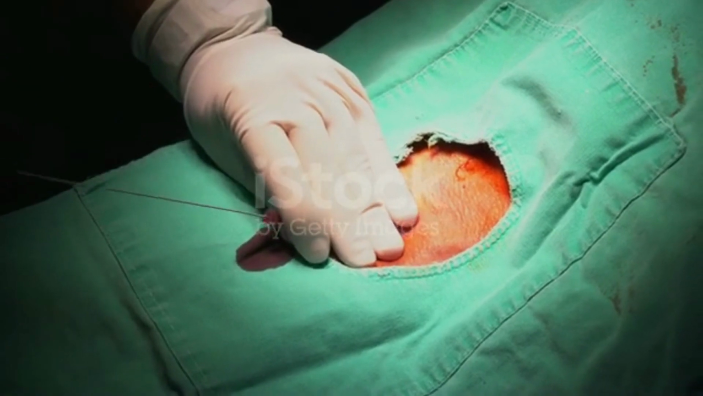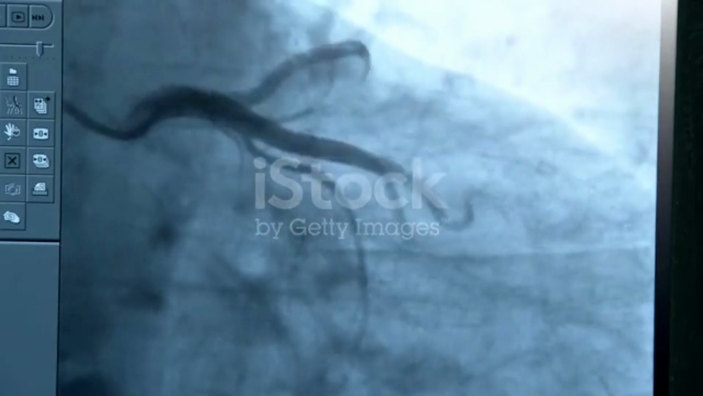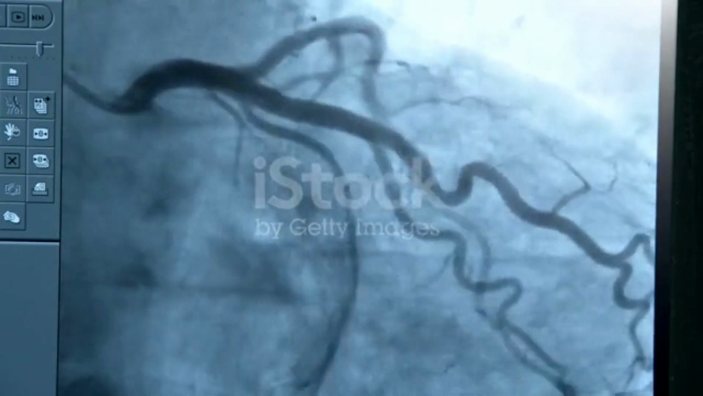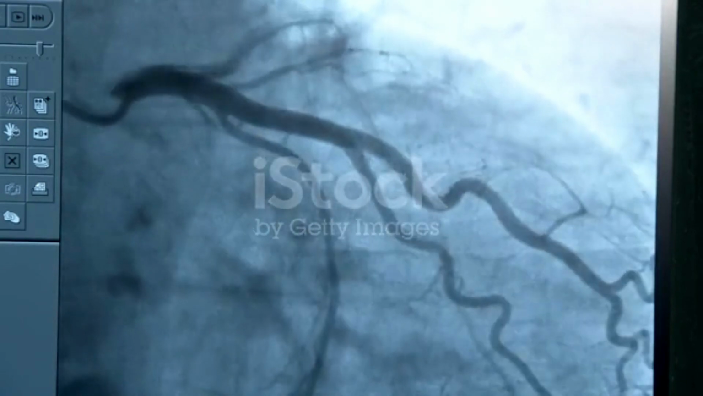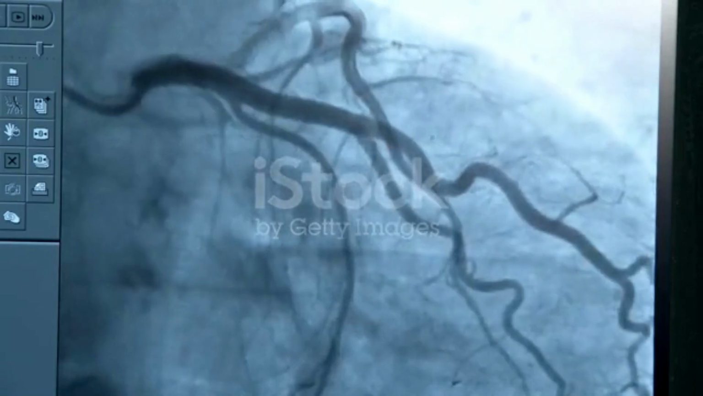They will carefully thread the catheter up through the artery to your heart. Because arteries have no nerves, you should not feel this. Once the catheter is in the right spot, dye will be injected into it. You may experience a brief hot flush when the dye is inserted. Using X-rays, the doctors will watch the dye flow through your coronary arteries.